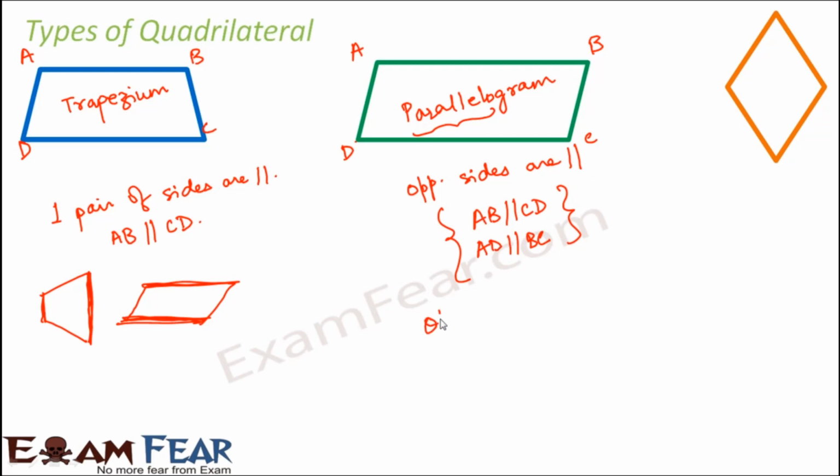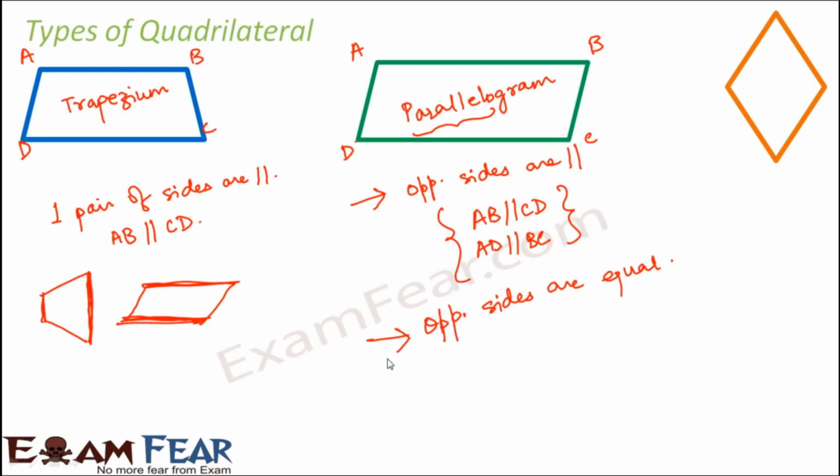Now here not only are opposite sides parallel, opposite sides are also equal. So the opposite sides are parallel and the opposite sides are also equal. These are the two features which distinguish a parallelogram.